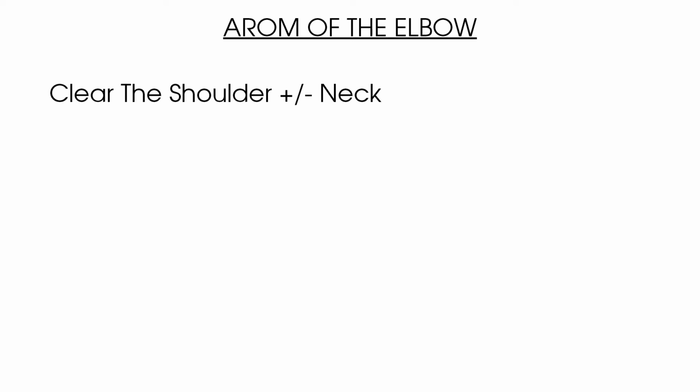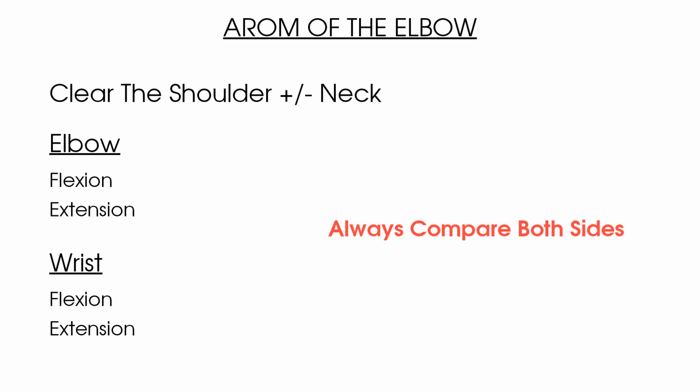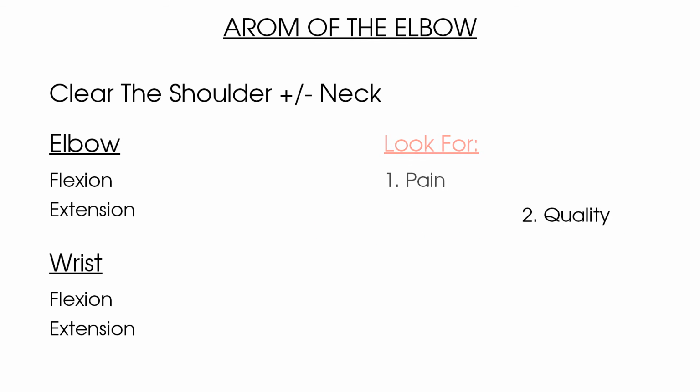So let's summarise this video on active range of movement of the elbow with our key points. First, start your assessment by clearing the shoulder and potentially the neck if your patient presents with signs such as paresthesia in the arms. Then, complete your assessment of the patient's active range of movement within the elbow, as well as active wrist flexion and extension. Make sure you are testing both the affected and the unaffected sides. And when looking at your active range of movement, look for P, Q and R. P for pain, Q for quality of movement, and R for range of movement.